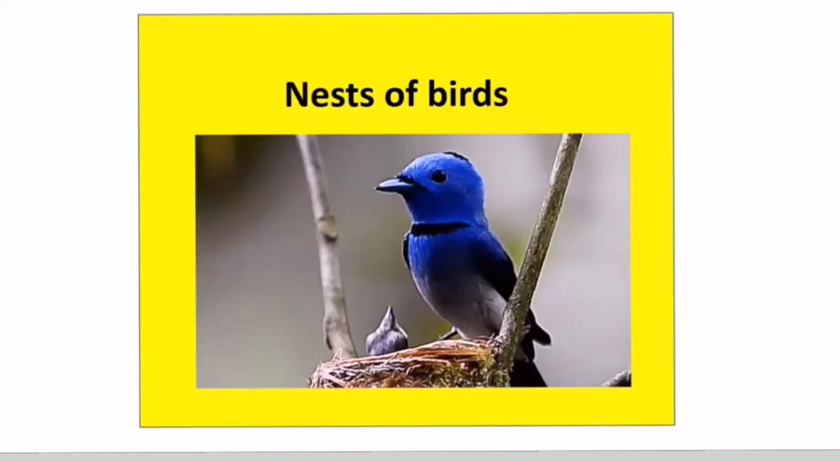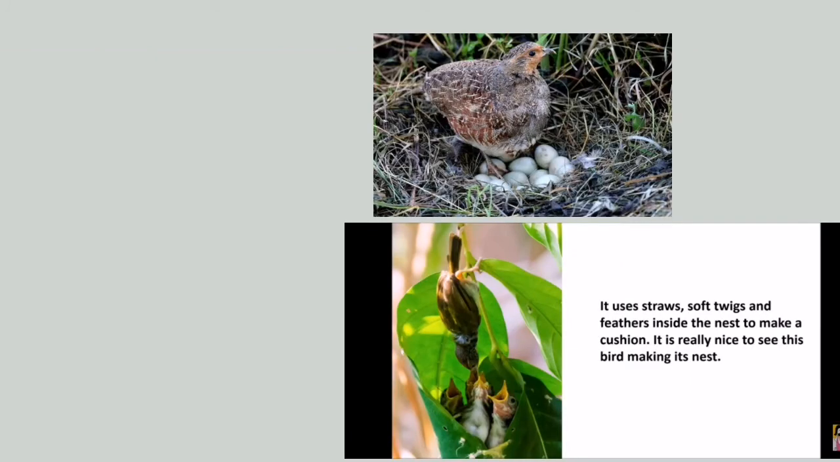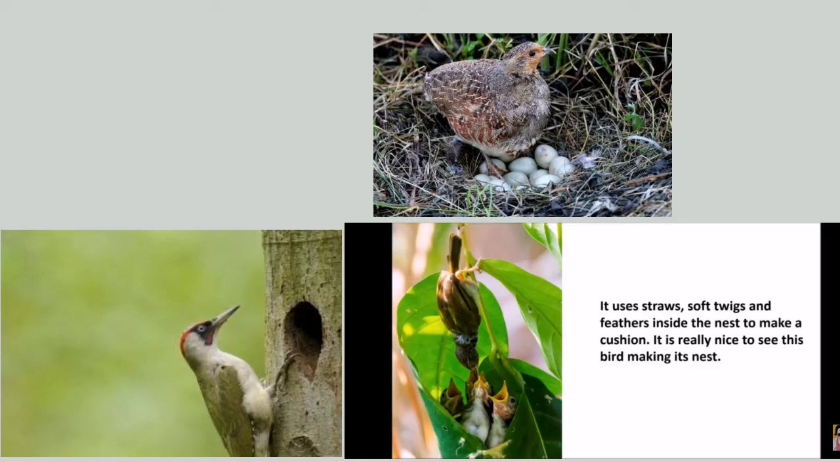Coming to the house of the birds, they are nothing but nests. Birds use things like twigs, straw, cotton, leaves, sometimes their own feathers, and grass to make their houses, that is, nests. All nests are not the same. The tailorbird stitches its own nest using its beak. It stitches two leaves together with the help of its beak to make a nest. A partridge makes a nest on the ground, and a woodpecker makes a hole in the tree to make a nest. Like that, all birds have different types of nests.